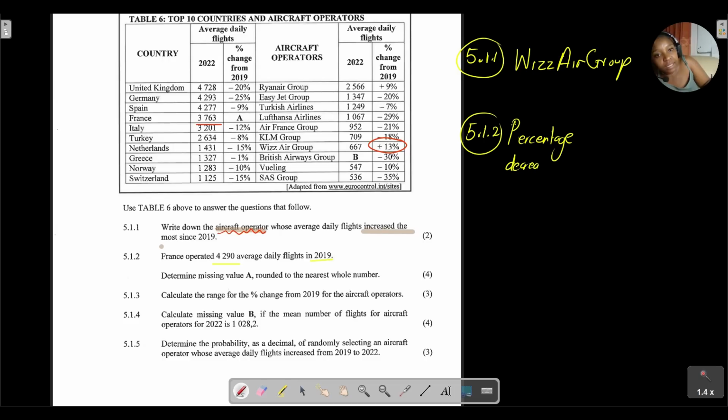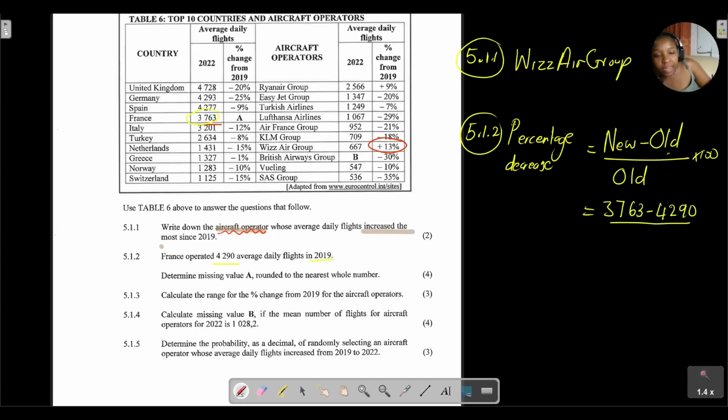How do you calculate that? Because it is a decrease in percentage, because the average daily flights have decreased from 4,000 to 3,000. It'll be the new value minus old value, divided by old value, multiplied by 100. So these formulas, we need to know them off by heart. So what's the new value? It's the current value for 2022, 3,763, minus 4,290, divided by the old value, 4,290, multiplied by 100.